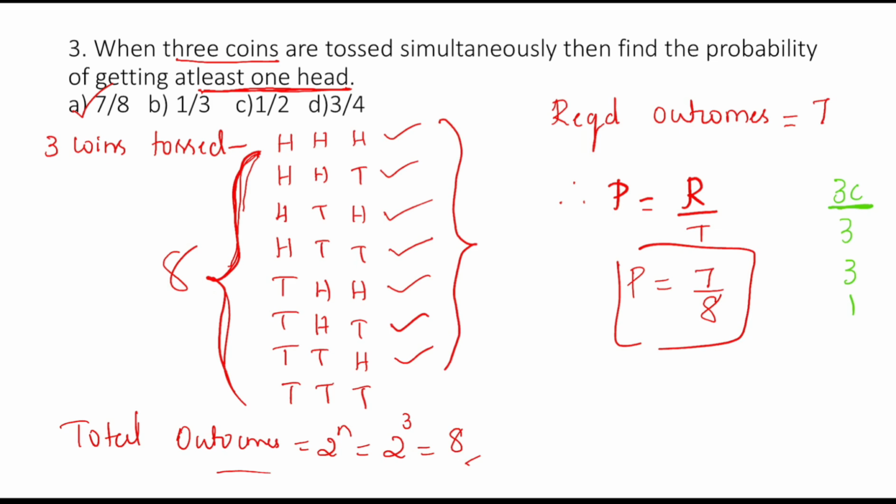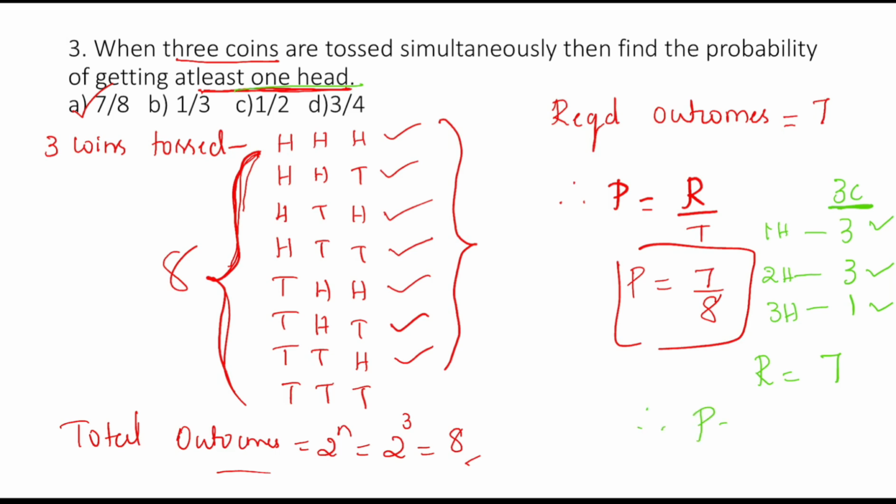Now they are saying at least 1 head. So the first column was for 1 head, the second was for 2 heads, and the third one was for 3 heads. So at least 1 head means this is okay for us, this is also okay, and this is also okay. So it is 3 plus 3, 6, plus 1 is 7. All these 3 are okay for us, therefore required outcomes are 7.